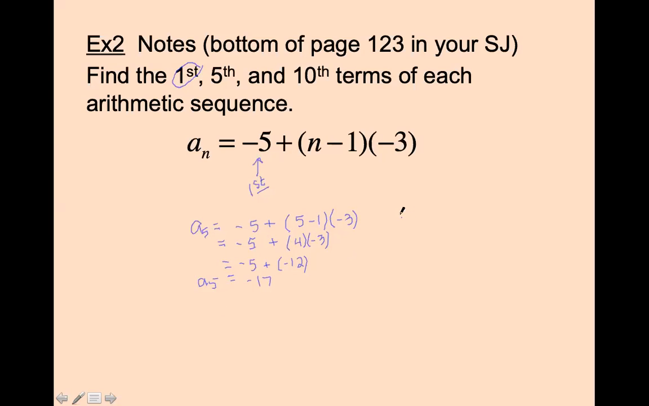Let's look at the 10th term. The 10th term would be the first term plus 10 minus 1 this time, times the common difference of -3. So we get -5 plus 9 times -3, because we've done the pattern 9 times. And we have -5 plus 9 times -3 is -27. And so our 10th term would be -32.